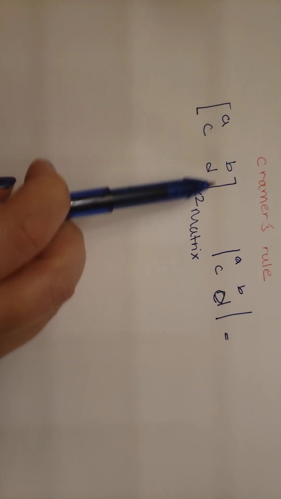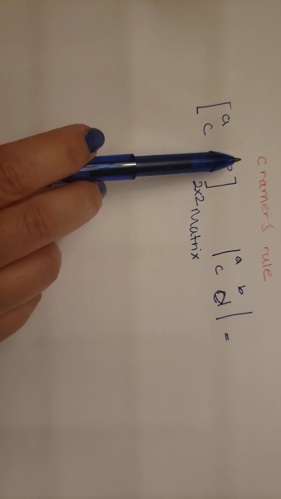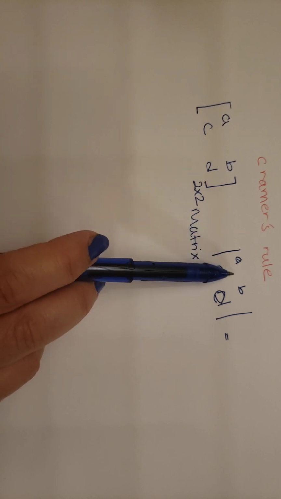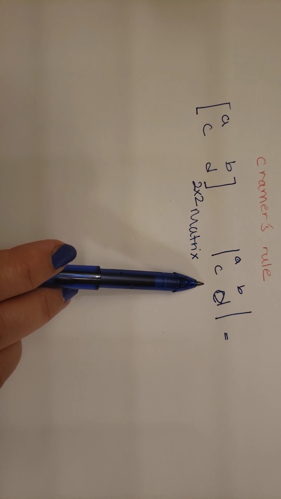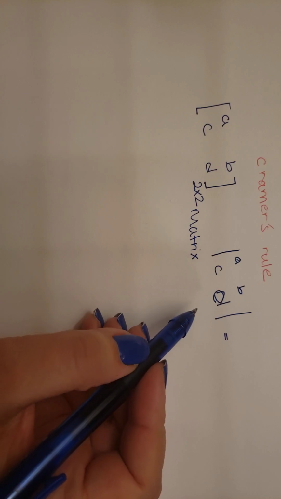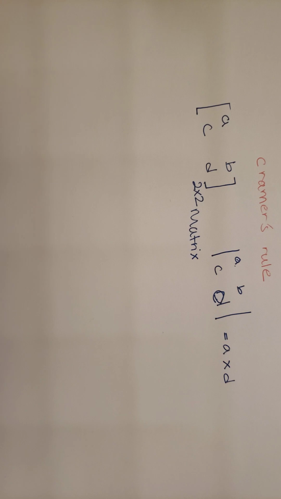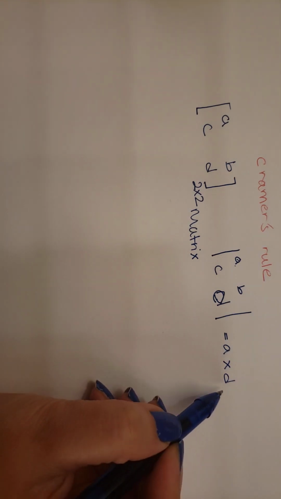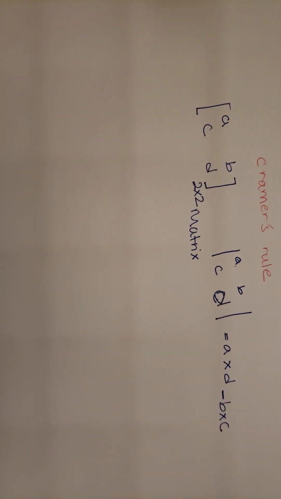So a 2 by 2 matrix, as I showed you here, has two rows and two columns, and the determinant of this 2 by 2 matrix is this one. But how can I find the value of this determinant? It's a times d, minus b times c. This is the value of the determinant, and a, b, c, d could be any constants.